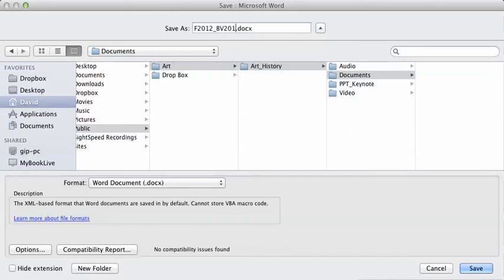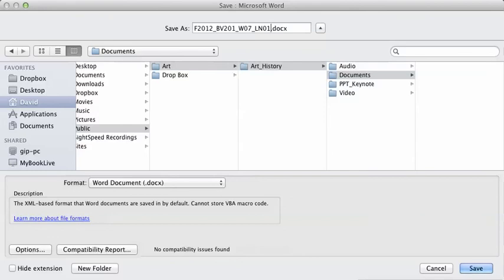BV201, which would be for basic video 201, underscore W07, which would be for week 7. The 0 is used as a placeholder for when you have a 16-week semester, underscore. Lastly, we would use, for this specific document, LN01, which is lecture note 01.